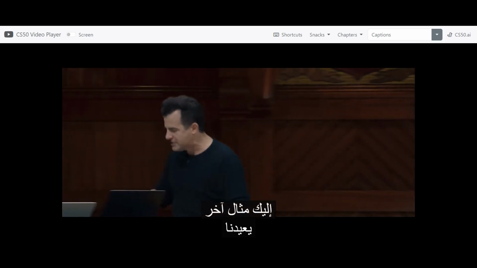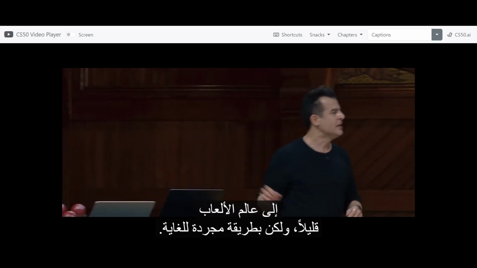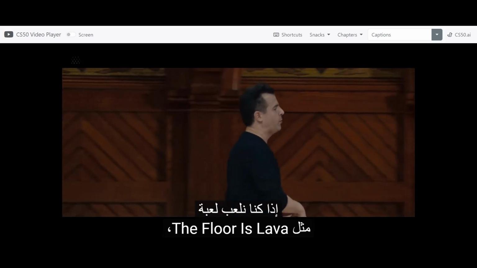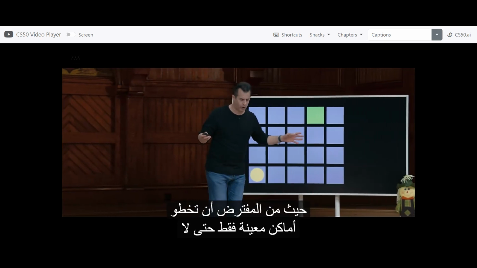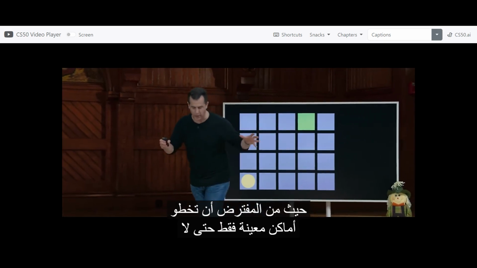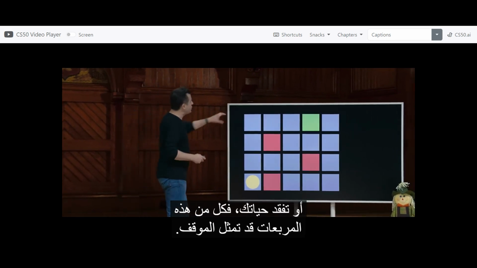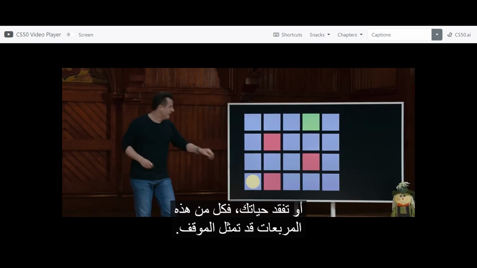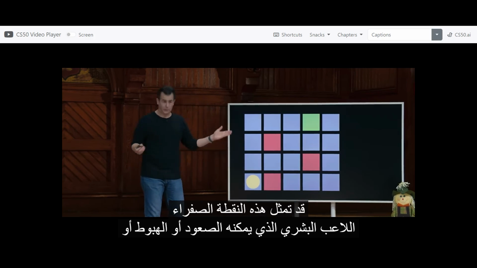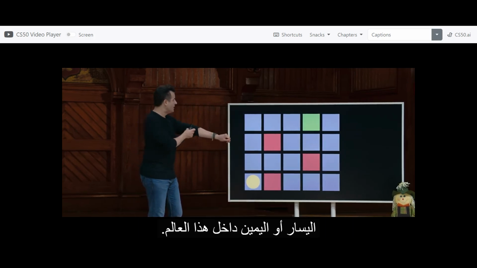Here's another example that brings us back into the realm of games a little bit, but in a very abstract way. If we were playing a game like The Floor is Lava, where you're only supposed to step certain places so that you don't fall through in the lava pit or something like that and lose a point or lose a life, each of these squares might represent a position. This yellow dot might represent the human player. They can go up, down, left, or right within this world.